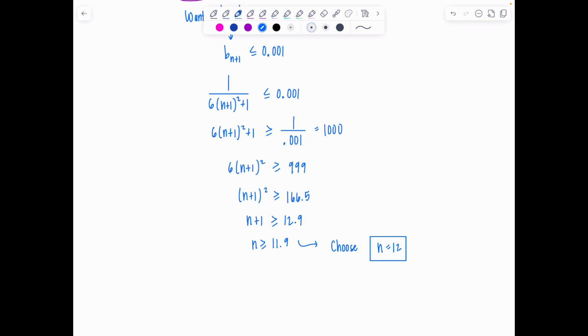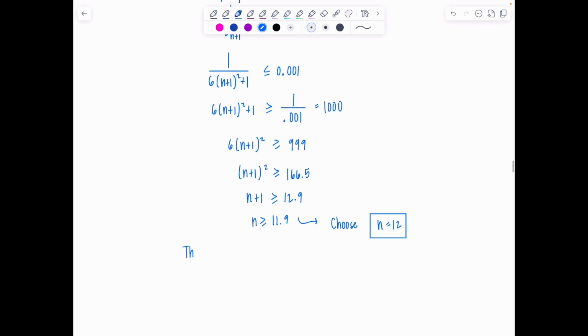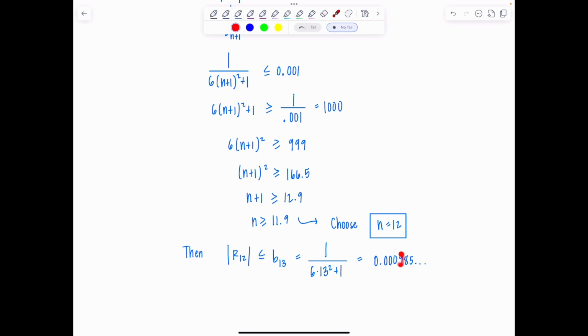Good? As long as we sum up the first 12 terms, the error from summing up the first 12 terms is going to be less than or equal to b sub n plus 1, b sub 13, which is 1 over 6 times 13 squared plus 1, which is about 0.000985, which is just under the error that we needed. If you did any less than that, the error would go up and we wouldn't satisfy the inequality. Okay? I think I'm going to stop there.